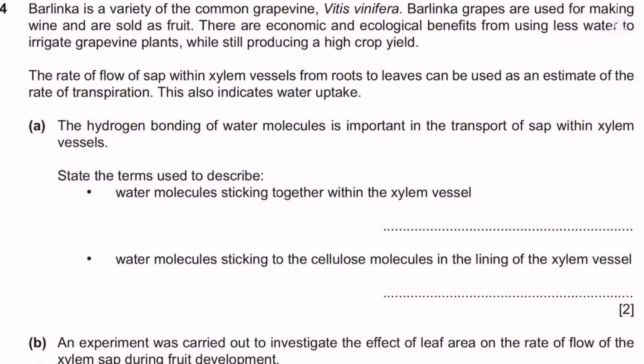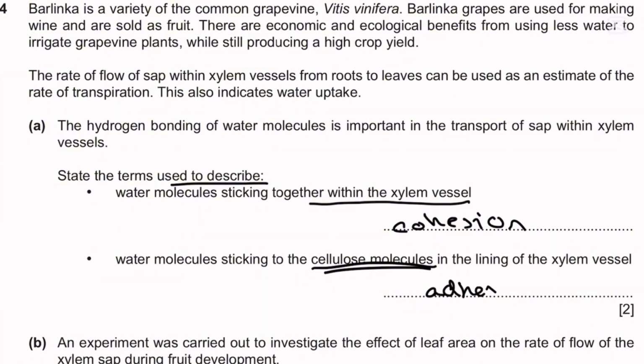And he's saying here the hydrogen bonding of water molecules is important in the transport of sap within xylem vessels. See the term used to describe molecules sticking together in the xylem vessel. Together is cohesion. Water molecules sticking to the cellulose molecules is adhesion.